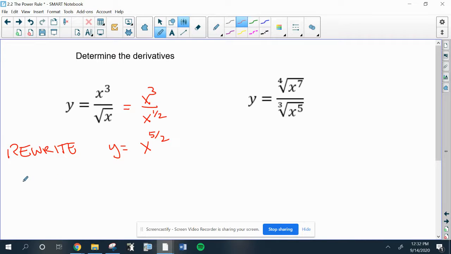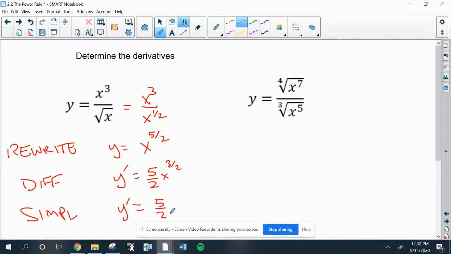which allows us now to differentiate. This is the calculus part. The easy part, 5/2 x to the 3/2. And then we have to do the simplification part. Now, this is simplified. It's not a negative exponent. If you want, and you do not have to, you can write this in radical form. So this would be the square root of x cubed. I tend to leave it like this just because I don't want the extra step.